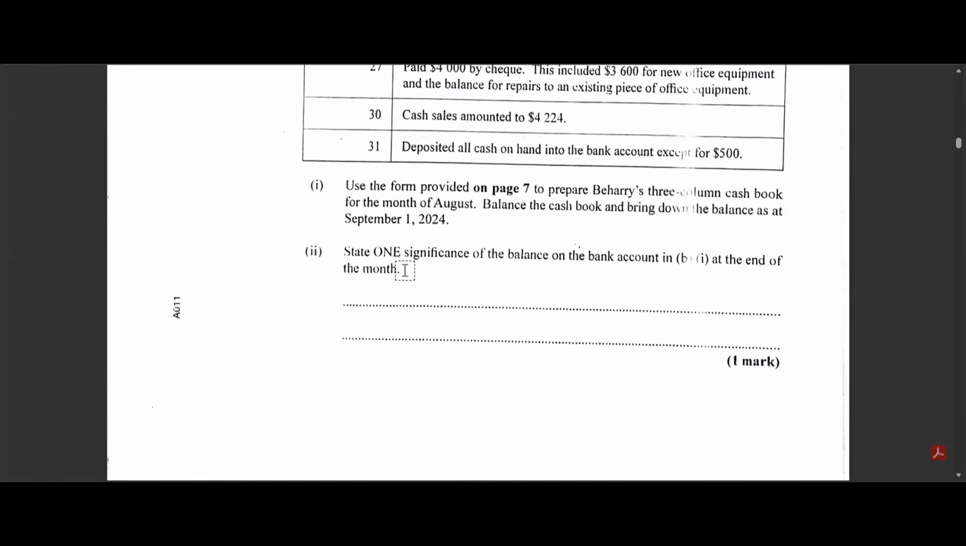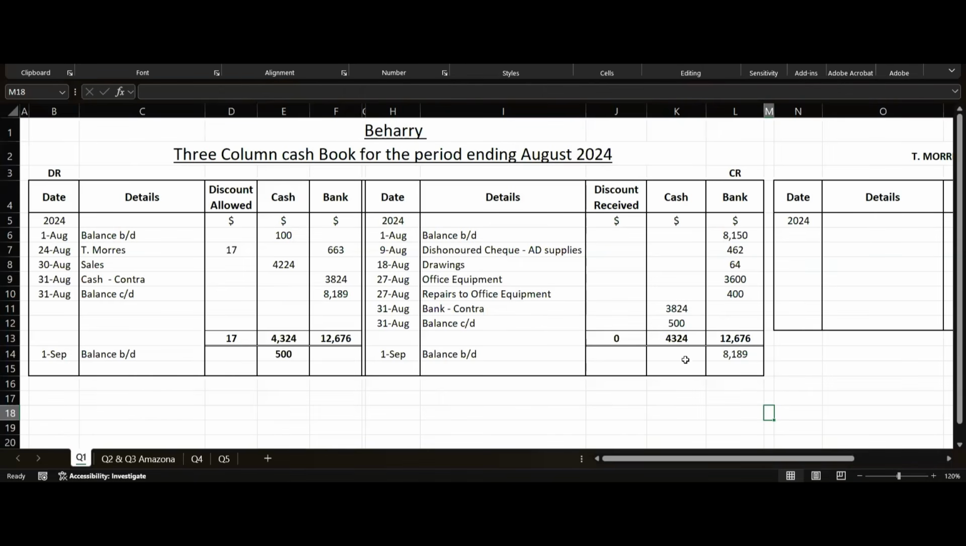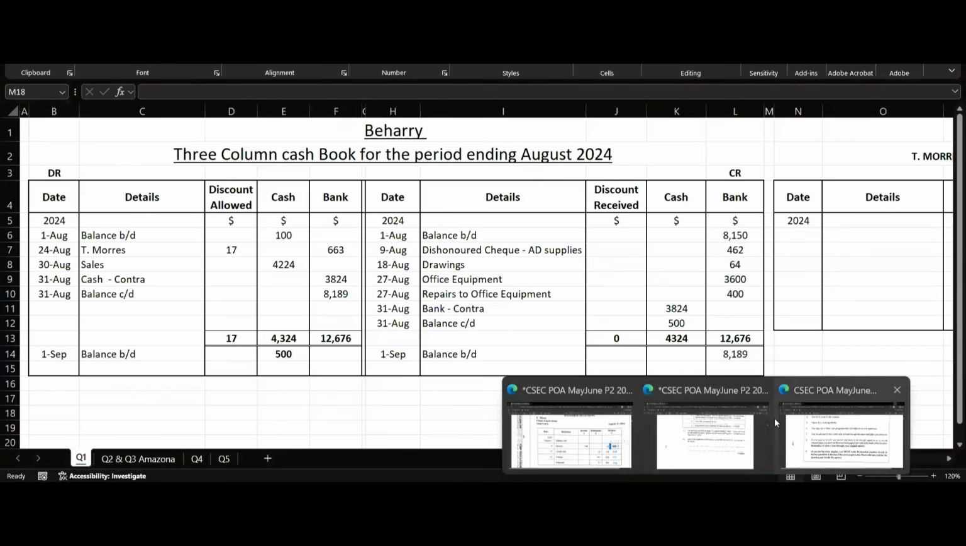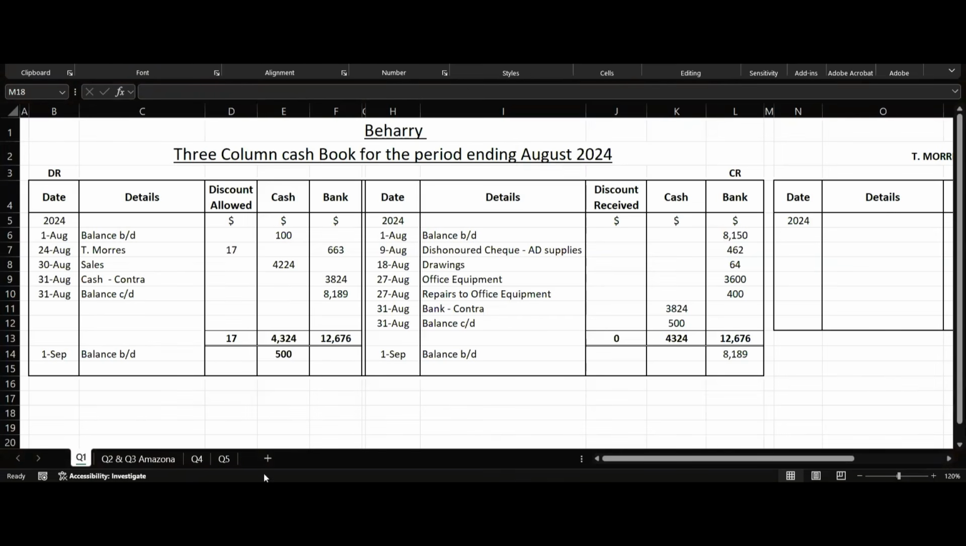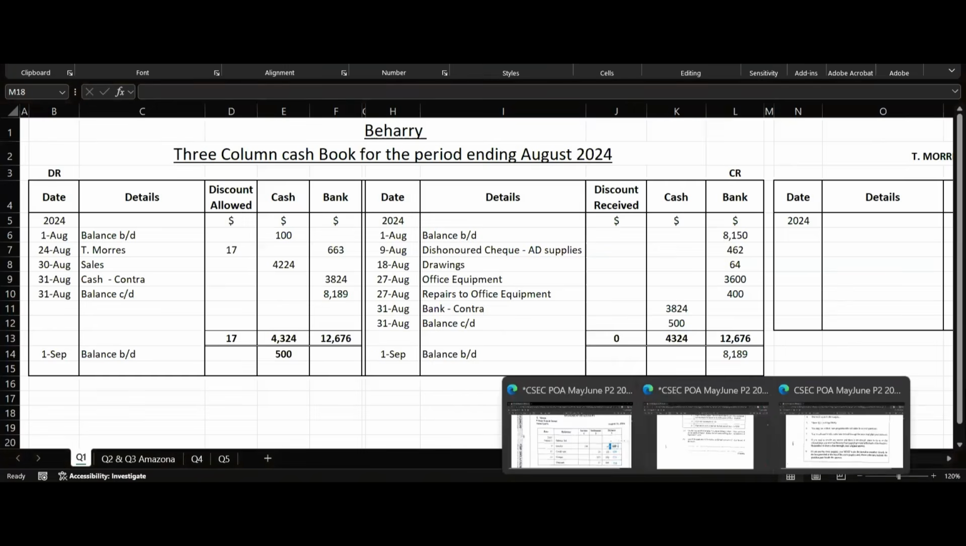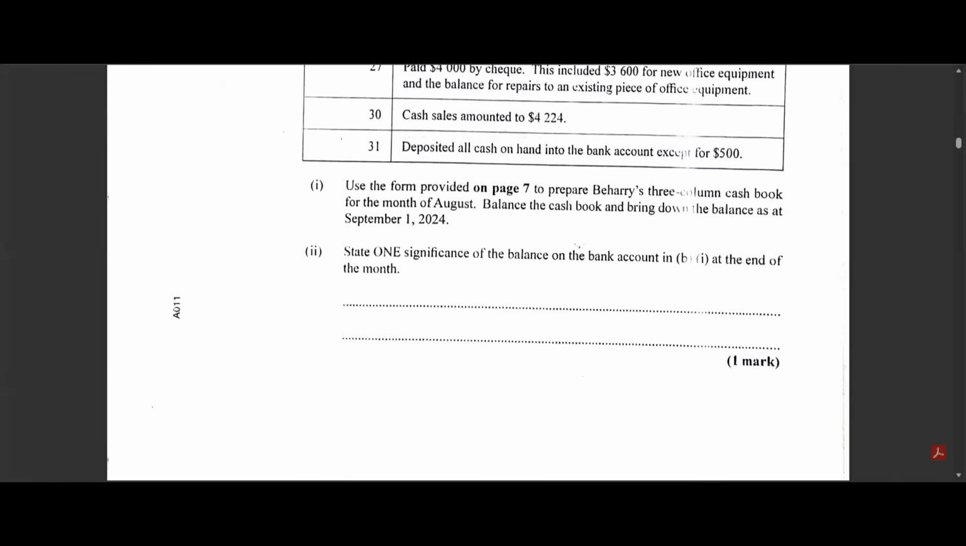Now part 2 said state one significance of the balance of the bank account at the end of the month. Now you guys just realized that we ended up with a balance brought down on the credit side, and everybody's supposed to know that the balance brought down on the credit side will be what we know as an overdraft. Right guys, this is an overdraft. Overdraft simply means this is the amount of money that the business will be owing to the bank. Let's put that.